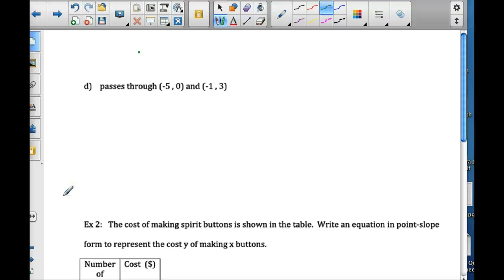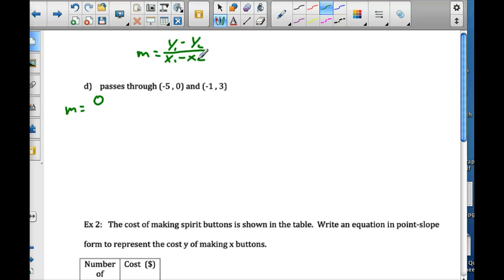Pass through the point (-5, 0) and (-1, 3). Siobhan, talk me through getting a slope. m equals 0 plus 3. Guys, you have to get, yeah, it's y1 minus y2 over x1 minus x2.